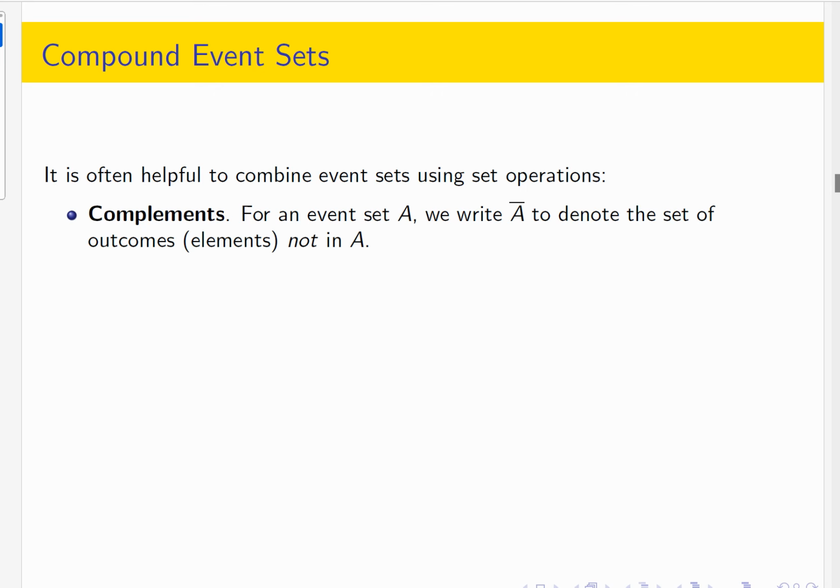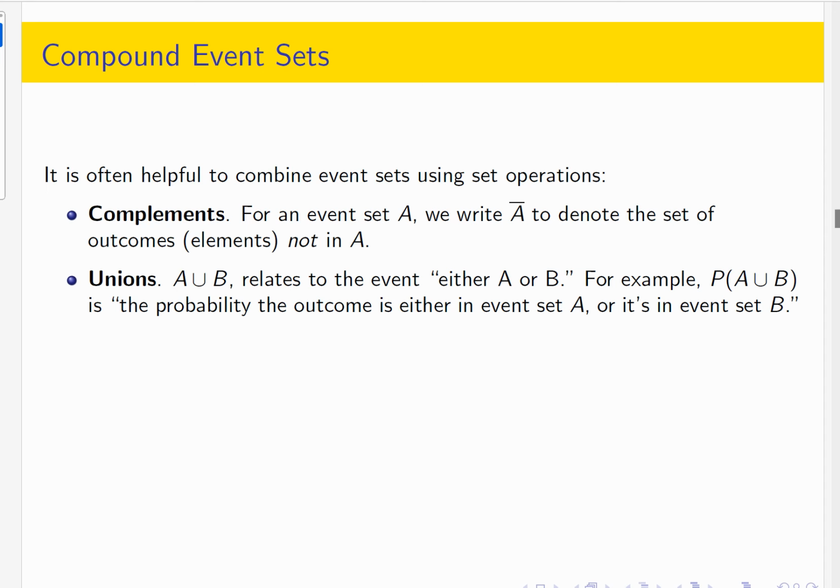You'll sometimes see people use an A with a superscript C after it for a complement. A bar gets a little confusing in probability and statistics when we get to the statistics portion because we use that same notation in a slightly different way. But for now, A bar means the complement of A. Unions: A union B is the event either A or B. So either the outcome is in event set A or the outcome is in event set B.